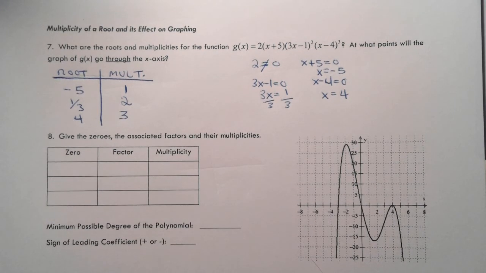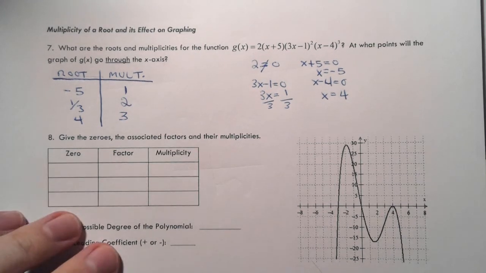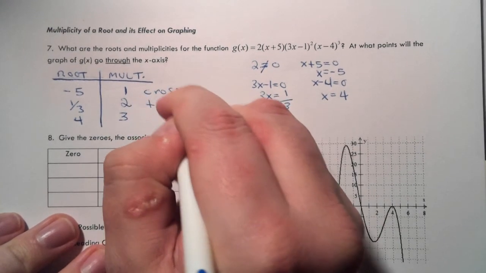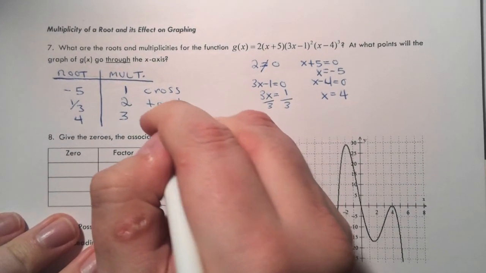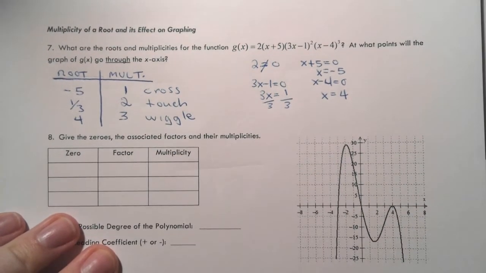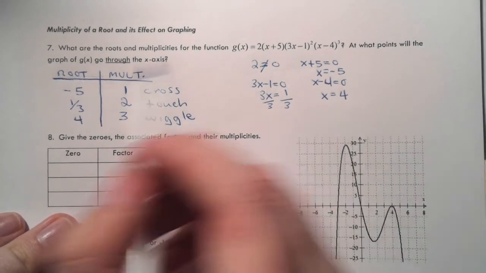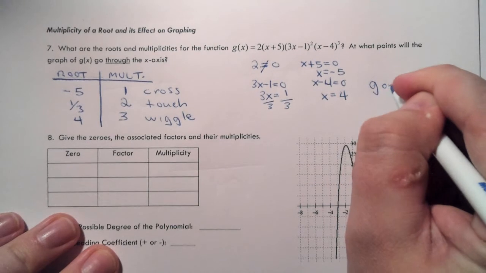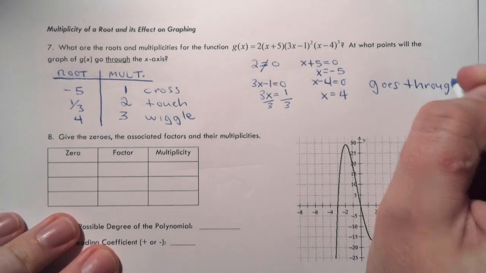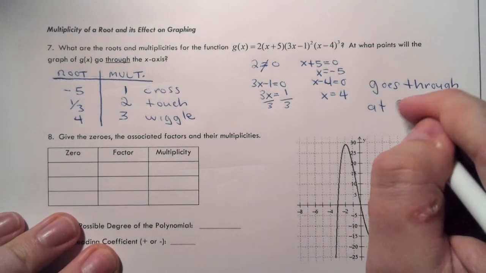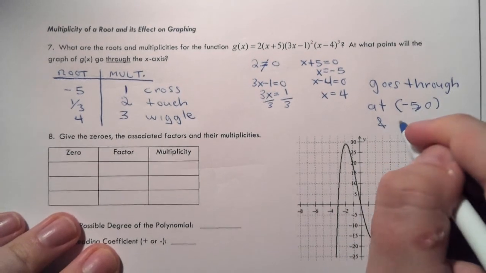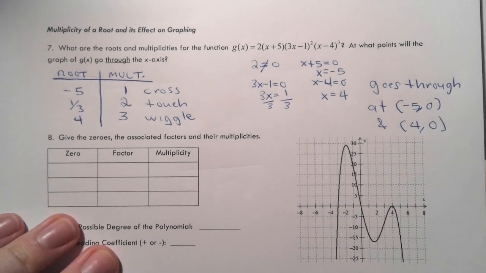Now again, we drew this a minute ago. We could make a sketch of this function to actually show these multiplicities. At 1, I would cross the x-axis. At 2, I would touch the x-axis but not go through it. And at 3, I would wiggle through the x-axis. So we're asked, at what points will the graph of g of x go through the x-axis? And we can answer that it goes through at negative 5, 0, because it did say points, and 4, 0.